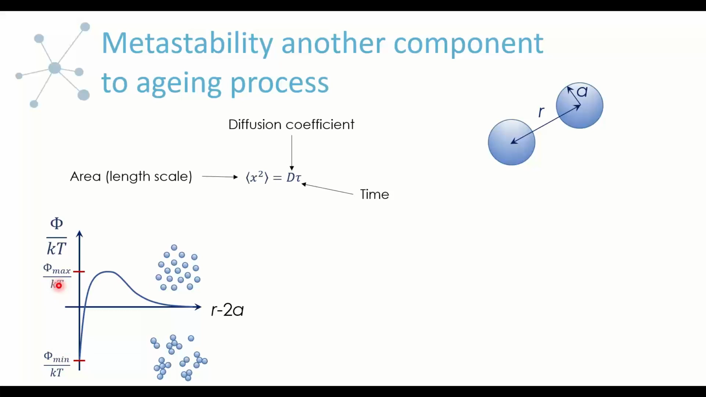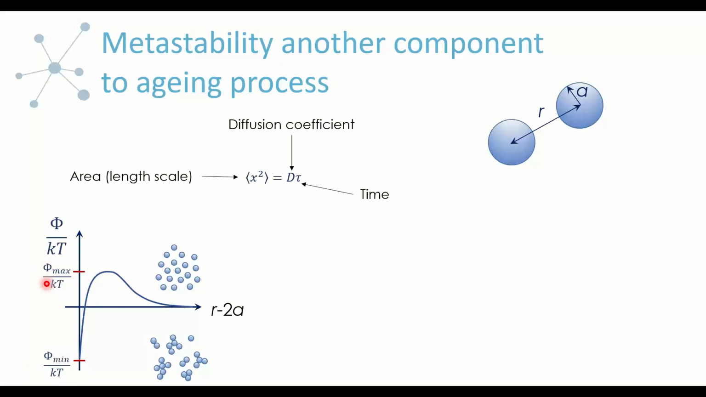will never reach phi min. However, proteins are moderately charged and complicated and not ideal. So the balance between phi max and phi min is extremely important.